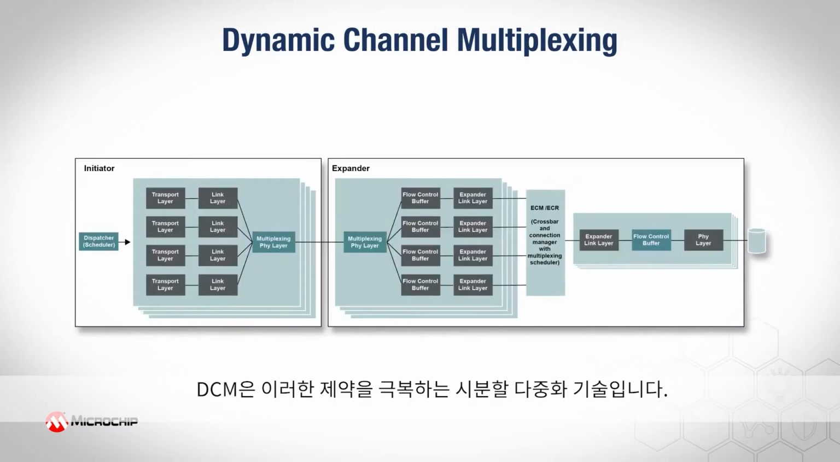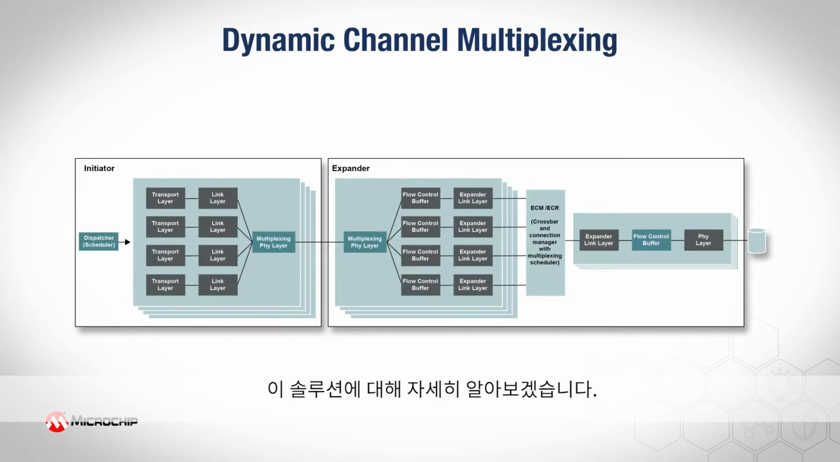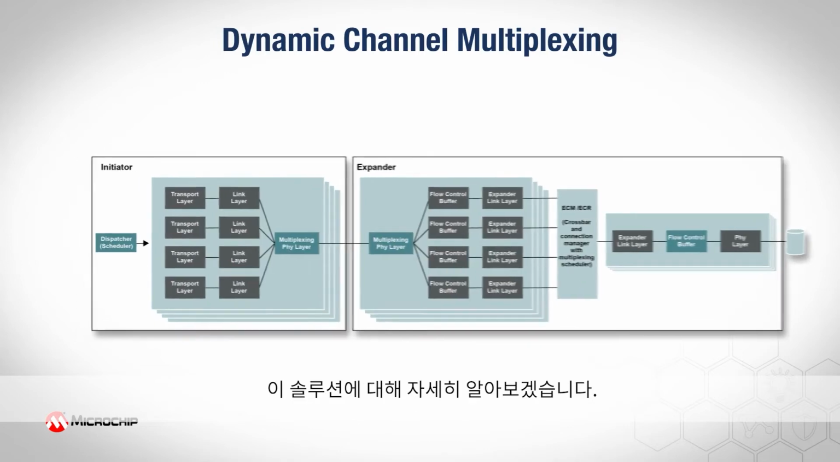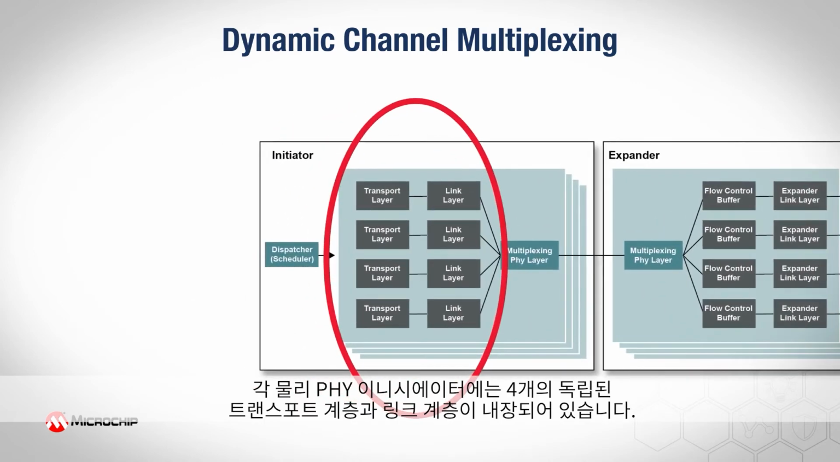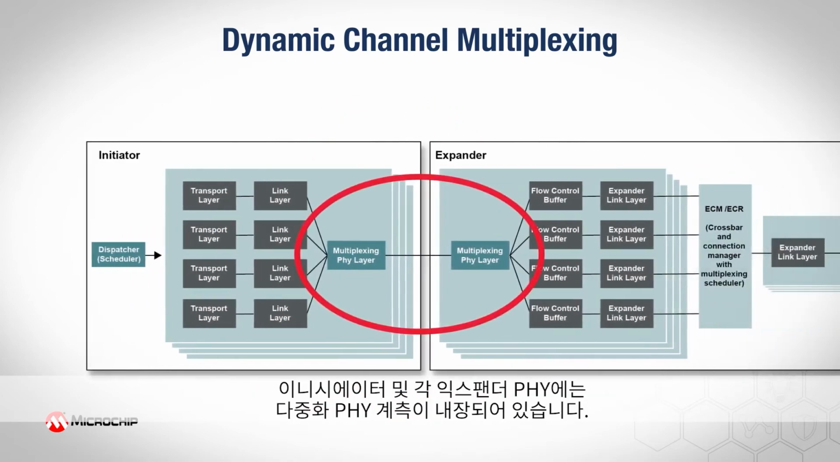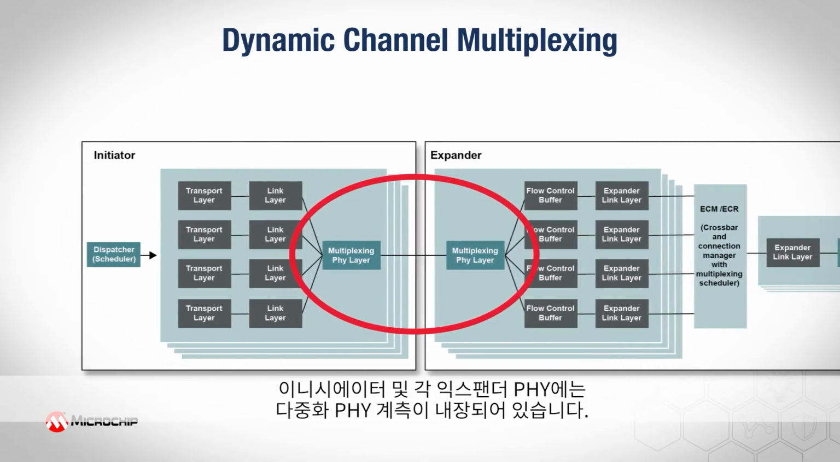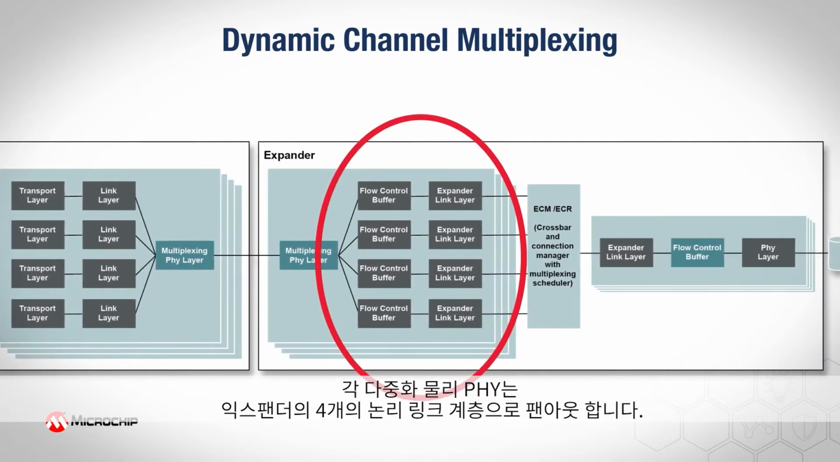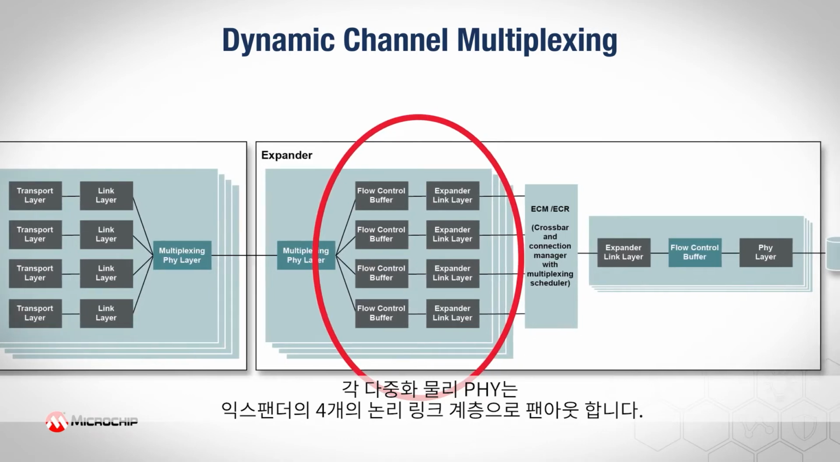DCM is a time division multiplexing technique which overcomes these limitations. Let's look at this solution in more detail. 4 independent transport and link layers are implemented in the initiator for every physical PHY. A multiplexing PHY layer is implemented in the initiator and in each expander PHY. Each multiplexed physical PHY then fans out to 4 logical link layers in the expander.